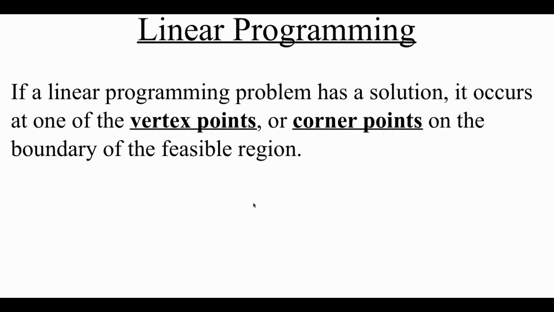If our linear programming problem, if our optimization problem is going to have a solution, it's going to occur at one of the vertex points or corner points on the boundaries of our feasible region. So what we're going to be looking at are these different inequalities, and those vertex points, those corner points, are going to be the intersections between our different lines that we're working with.